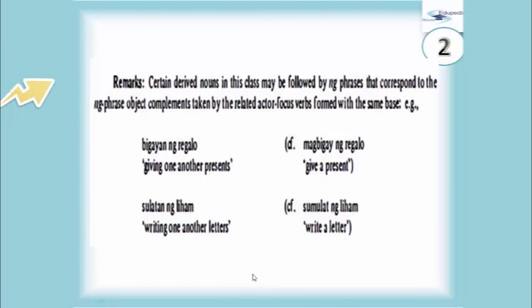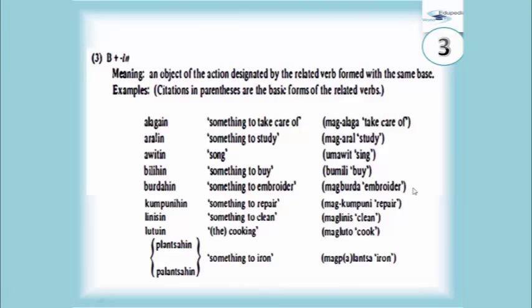Certain derived nouns in the class may be followed by the noun phrase that corresponds to the noun phrase object complements taken by the related actor-focused verbs formed with the same base. Bigayan ng regalo, giving one another presents. Magbigay ng regalo, give a present. Sulatan ng liham, writing one another letters. Sumulat ng liham, write a letter.